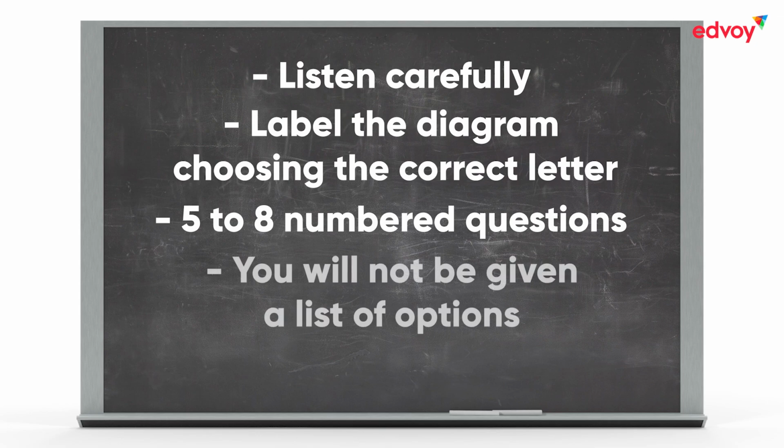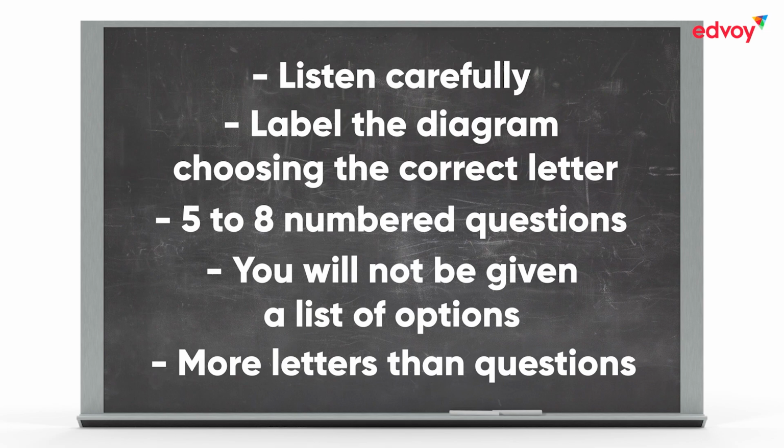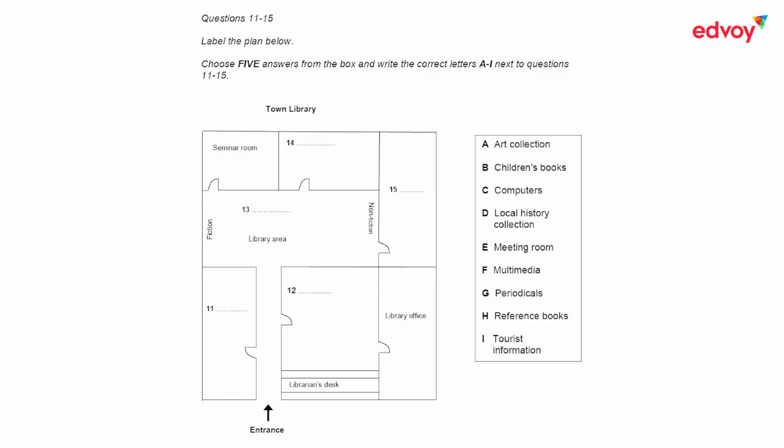However, there are occasions when you will not be given a list of options to choose from. If you do have a list of options, then there will be more letters than questions available, and you can only use each letter once. A plan will usually involve listening to a tour, whereas with a map, you will usually listen to proposed changes for the location. Whether it is a map or a plan, this task assesses your ability to understand the description of a place and relate this to a visual representation.